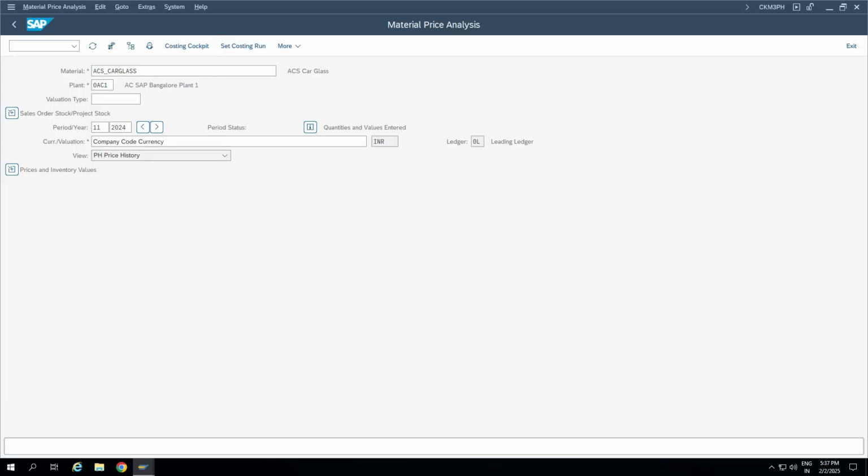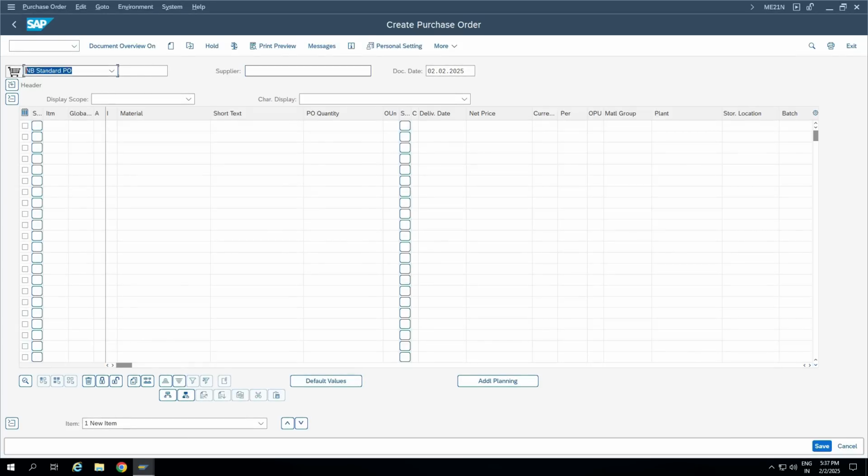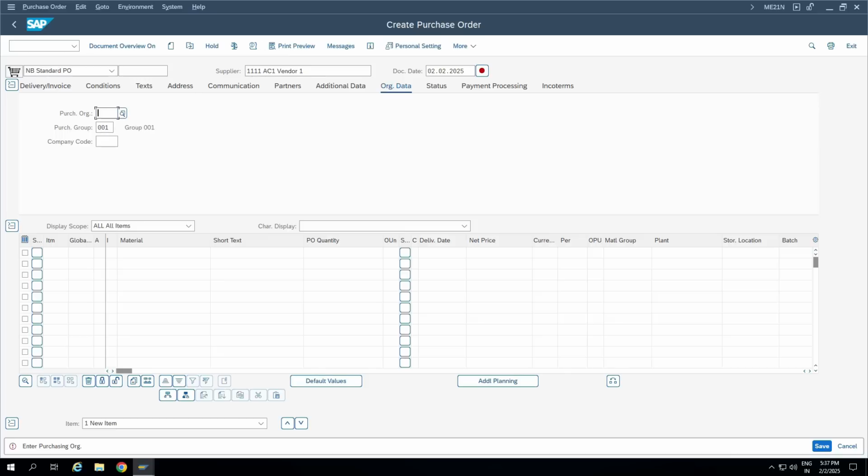Now we'll post a purchase order. I'll copy this material and go to ME21N. I'm going to do all this quickly, and we'll see what the impact is. All that I'm going to show you is the price that I'm going to take in the purchase order. So this is my purchasing organization, company code, and this is the material, and the PO quantity I'll keep as 100.